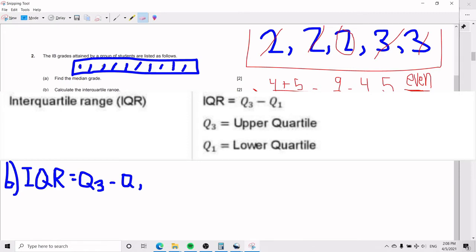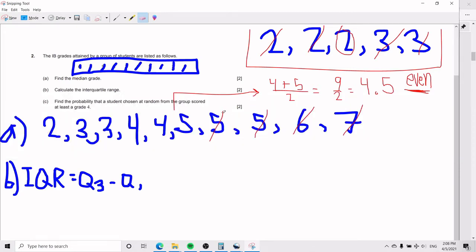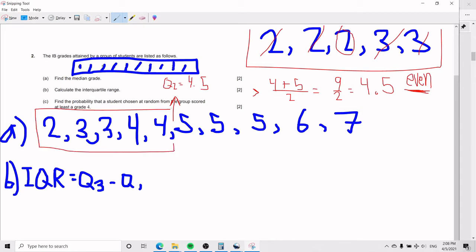We know that my median is right here between the 4 and the 5. One way or another, we can say that my median is cutting right through here. My median is here, and it is my Q2, which is 4.5. The Q1 is going to be the median of all the numbers to my left, and my Q3 is going to be the median of all my numbers to my right.